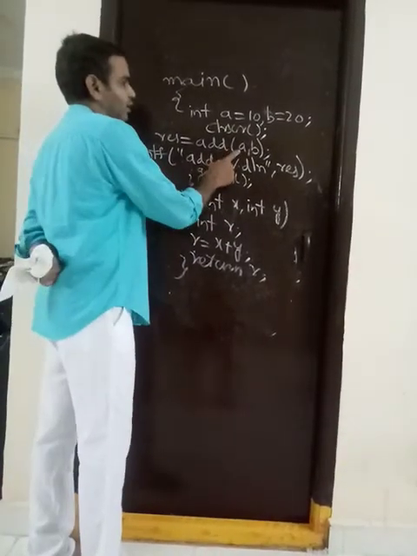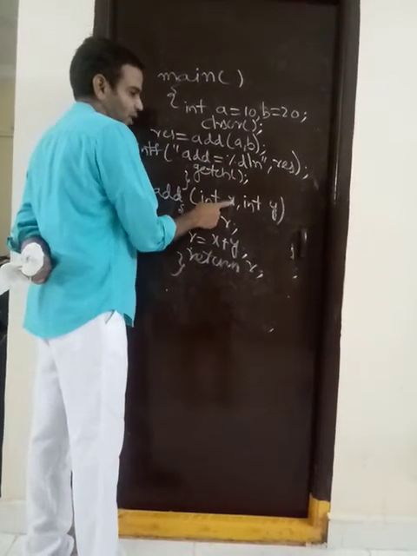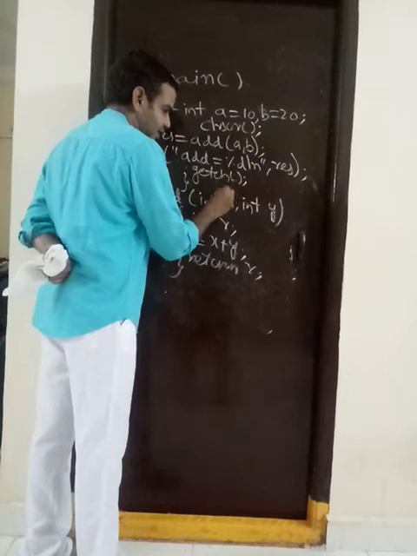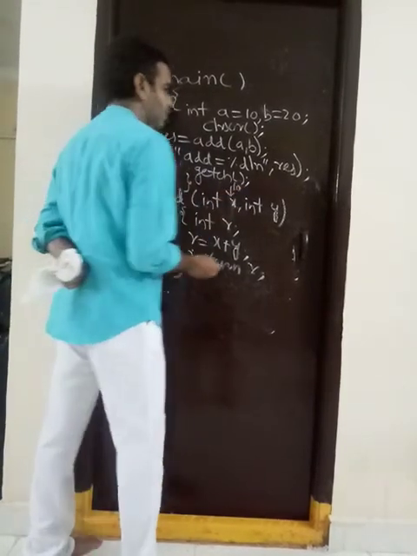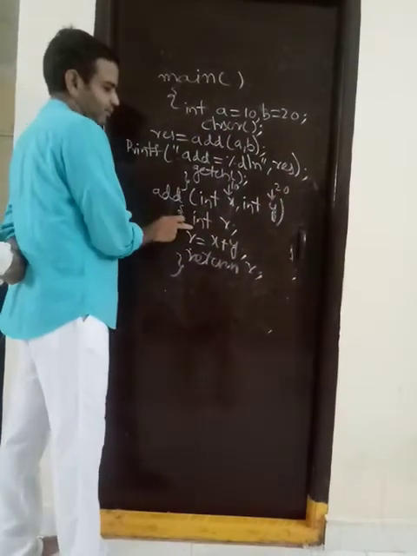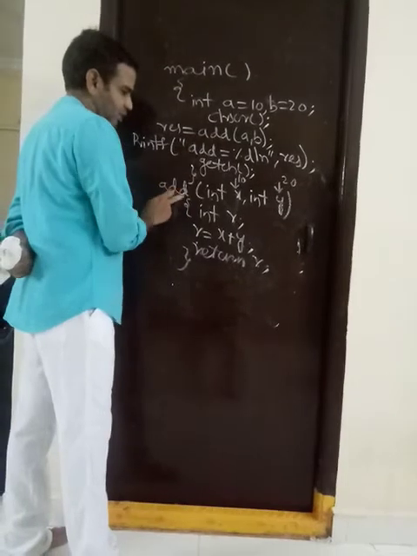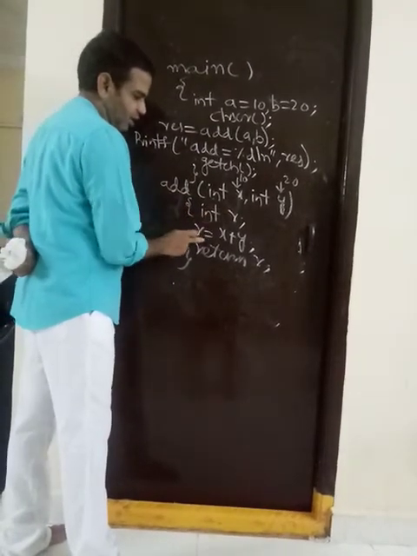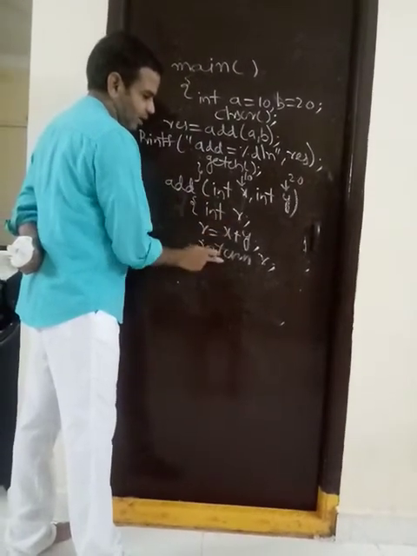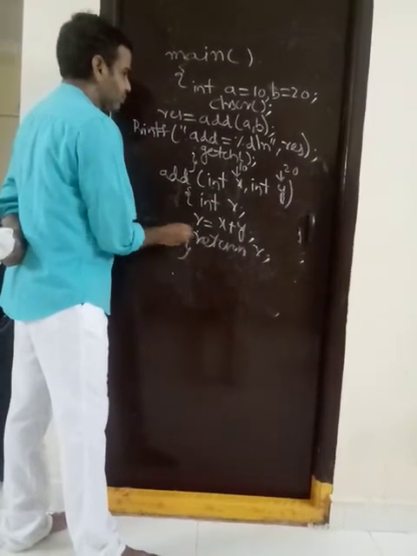So here a value 10, b value 20, that we are passing to the subprogram. So a value is received by x as 10, b value is received by y as 20. Then here I am taking add. This is one of the user defined functions. So here the cursor comes to integer r equal to x plus y, we are adding. x plus y means 10 plus 20, and the 30 value we are returning to add.